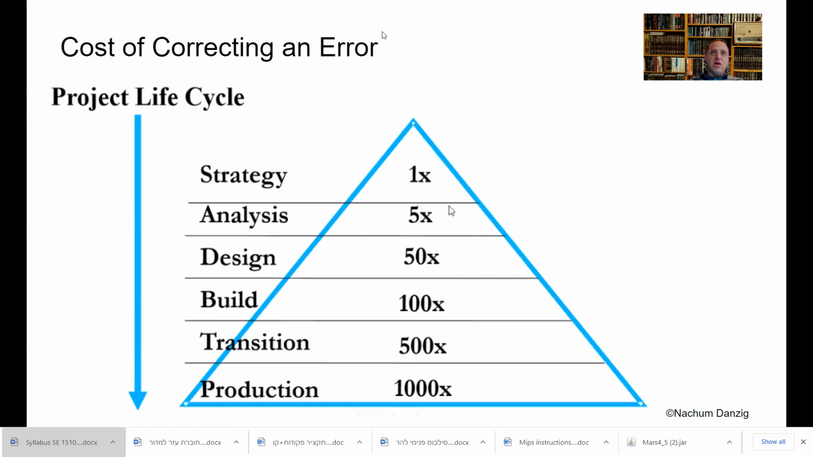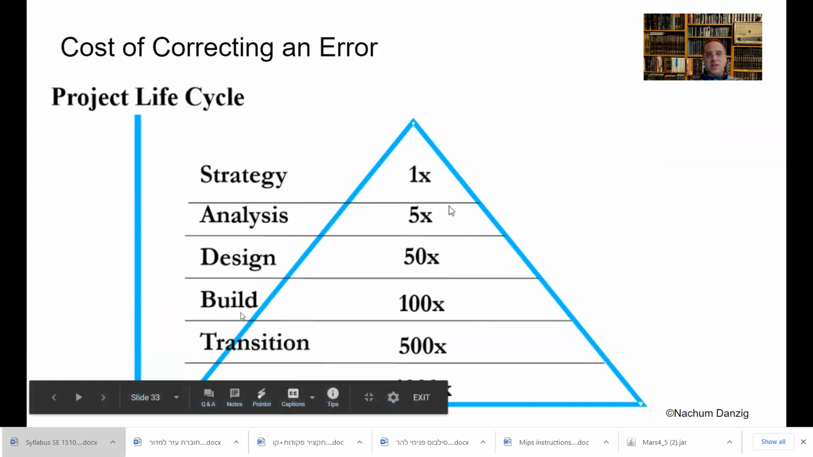The cost of correcting an error. So if the error occurs in the very beginning, it's 1 times something. Is it still the waterfall? This is for the waterfall. Well, yeah, for the waterfall. But in general, anything, you might repeat this process. Yeah, basically it's still the waterfall.